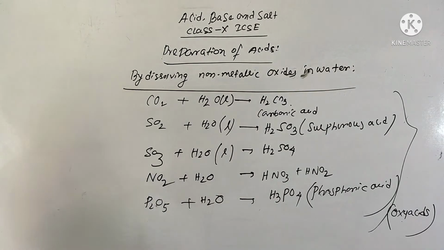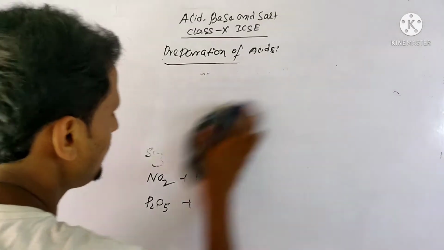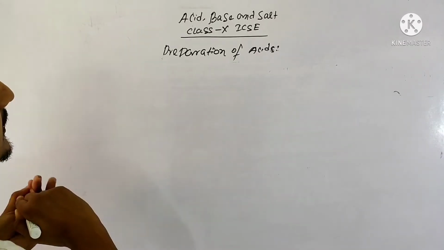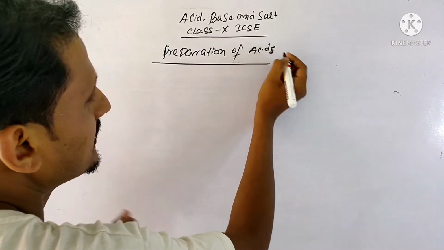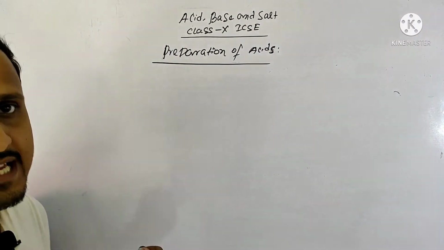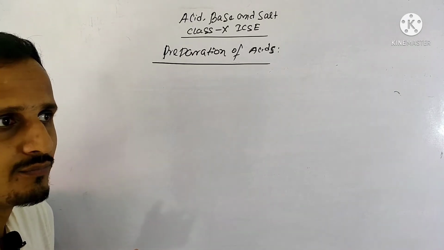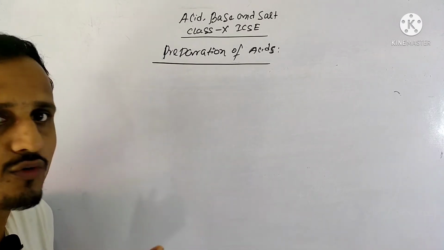After that, we will go into another method of preparation of acid. Okay, note down. Done. So I am erasing this. Now the next method of preparation of acid. Now if we add less volatile acid on the salt of more volatile acid, then we will get the more volatile acid.